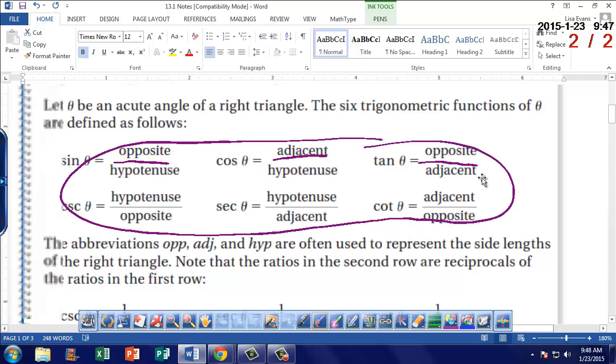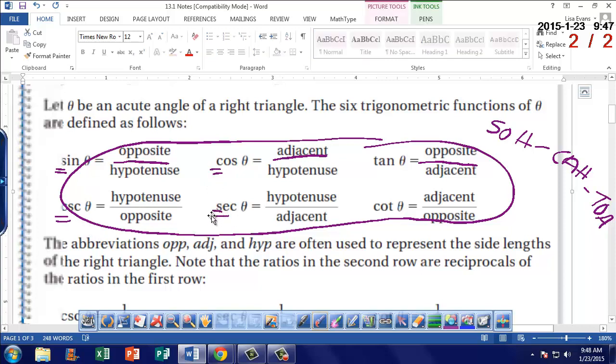The easiest way I remember it is by remembering SOHCAHTOA, and then I keep my S's and C's together. So if I keep my S's and C's together, I have sine and cosecant. Those are the reciprocals of each other. Cosine and secant, those are the reciprocals of each other. And then I remember these two because cotangent has the word tangent in it.